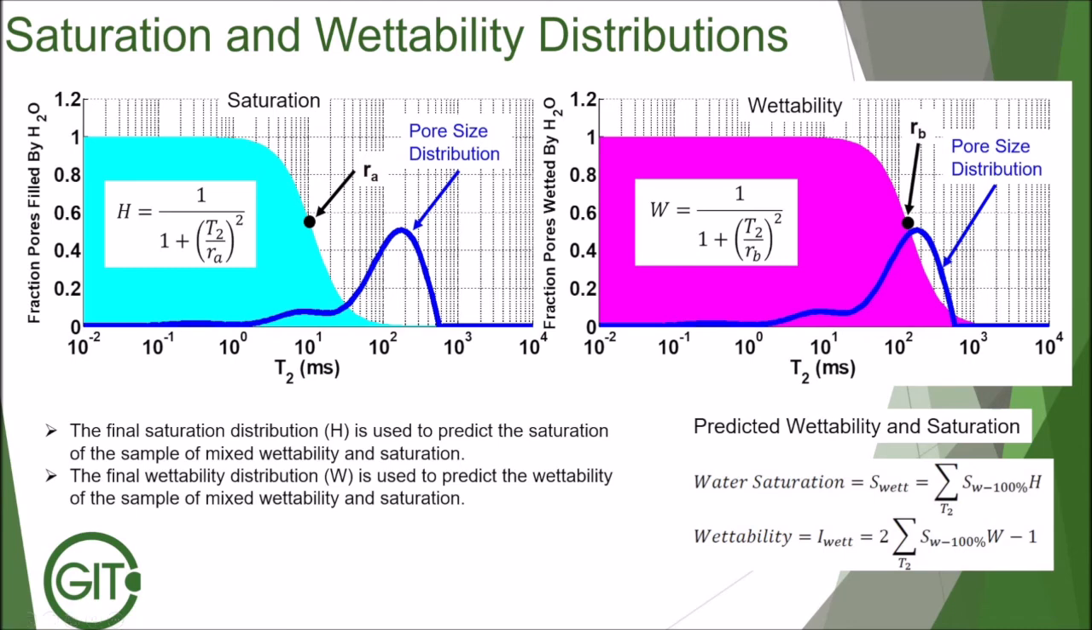Once the final predicted T2 distribution has been calculated and the saturation and wettability distributions finalized, the wettability index and saturation can be estimated. The final saturation distribution is used to predict the saturation for the sample of mixed wettability and saturation via this formula here. The final wettability distribution is used to predict the wettability of the sample via this formula here.